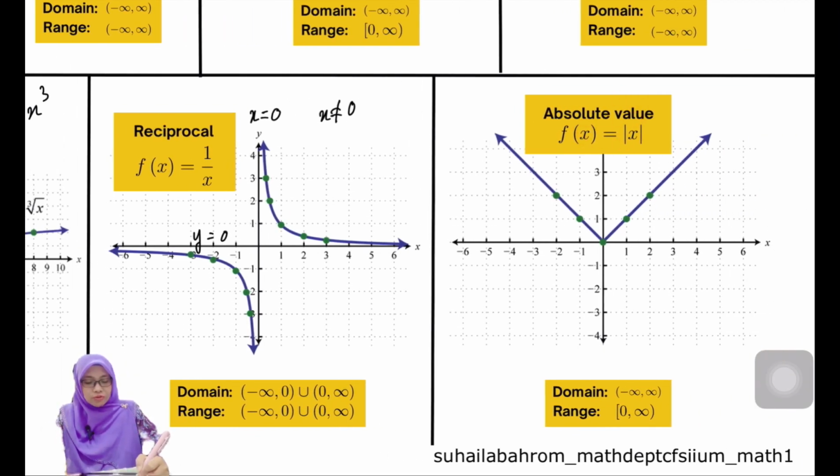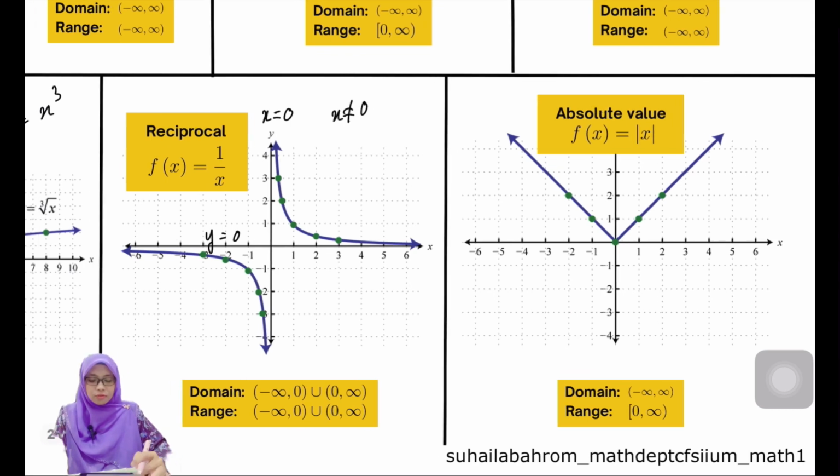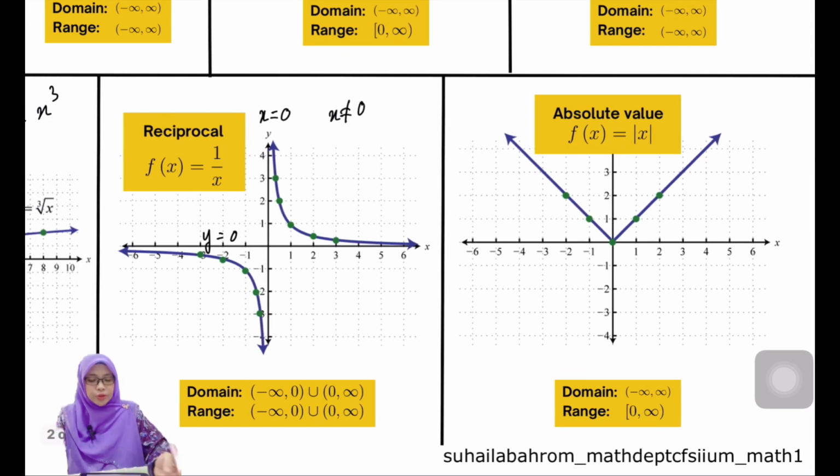Then for the last graph, we have the absolute value. f(x) is equivalent to modulus of x. This is how the basic graph looks like. The domain is from negative infinity until infinity, but the range starts from 0 until infinity. So you need to remember the shape of the graph for each function here, so that it will be easier for you to answer questions on piecewise functions and also transformation of functions.